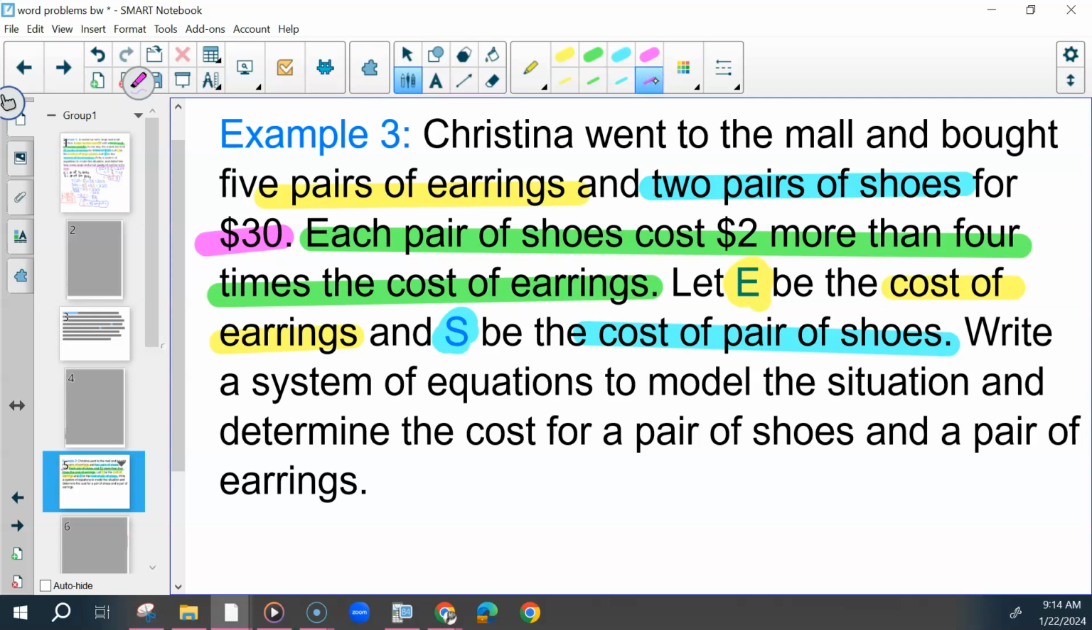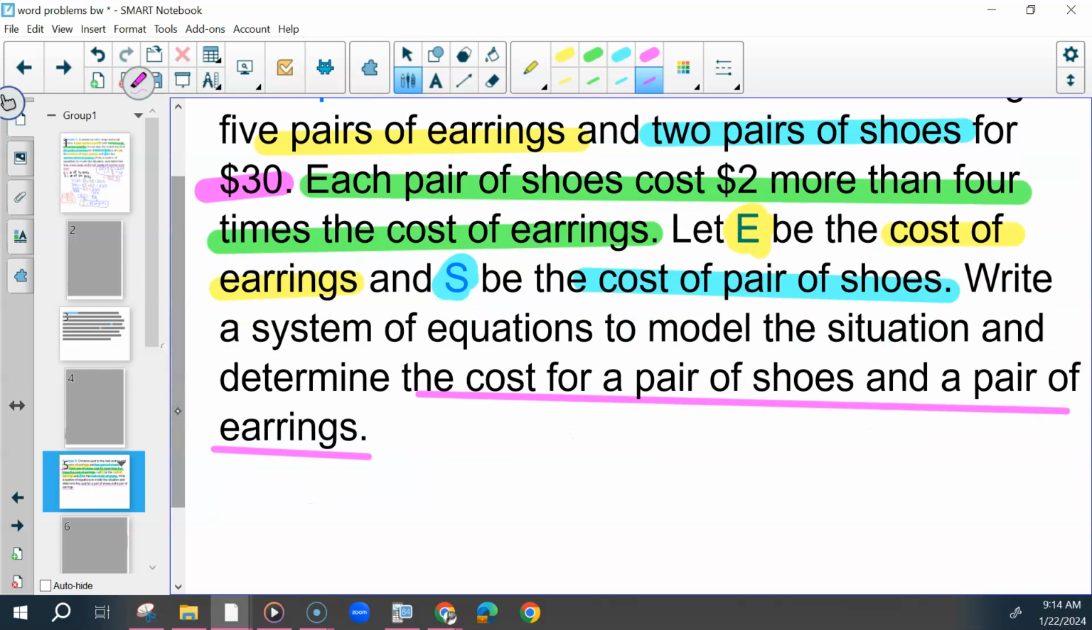And we are looking for the cost for a pair of shoes. Again, our question matches our definition of our variables: the cost of earrings, the cost of shoes. So go ahead and write that down.